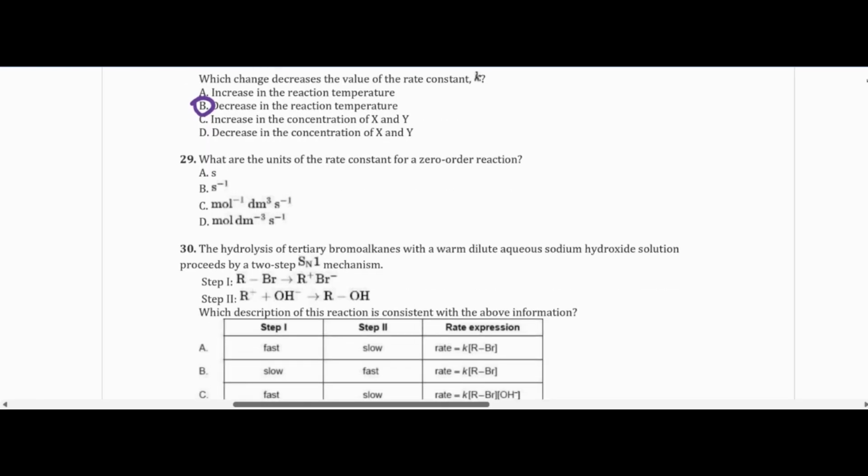29. What are the units of the rate constant for a 0-order reaction? Again, in this case, I would just be quickly writing out my table, filling out my patterns, making sure they all make sense, and coming out with D as the answer.